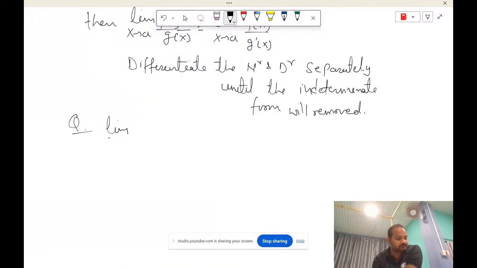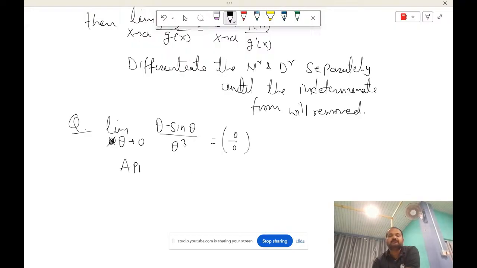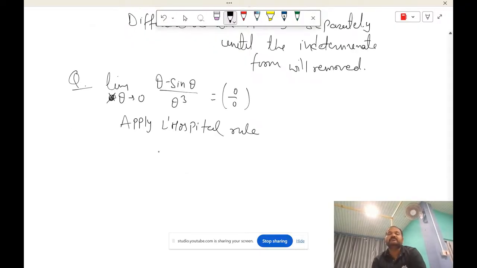So there is a question: limit theta tends to 0, (theta minus sine theta) divided by theta cube. What is the value? Here, if you substitute theta equal to 0, it will be in the form of 0 minus sine 0, that is 0 by 0 form. So we will apply the L'Hospital rule. We will differentiate the numerator and denominator separately.